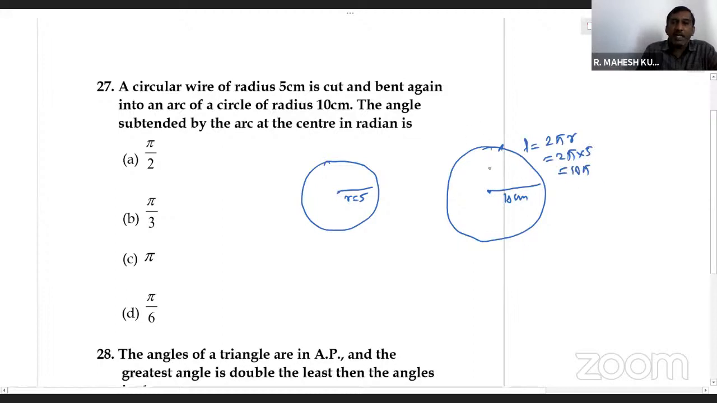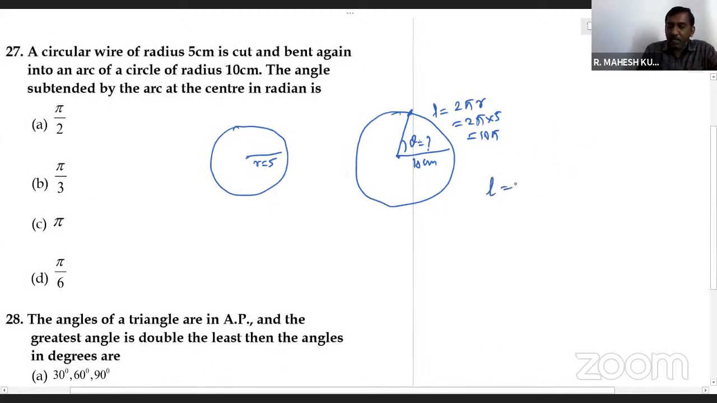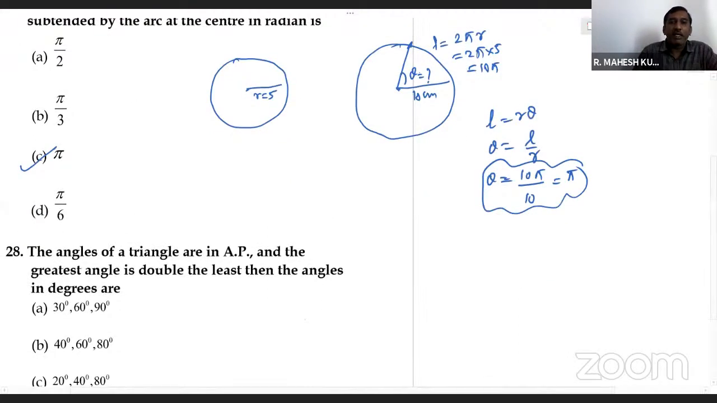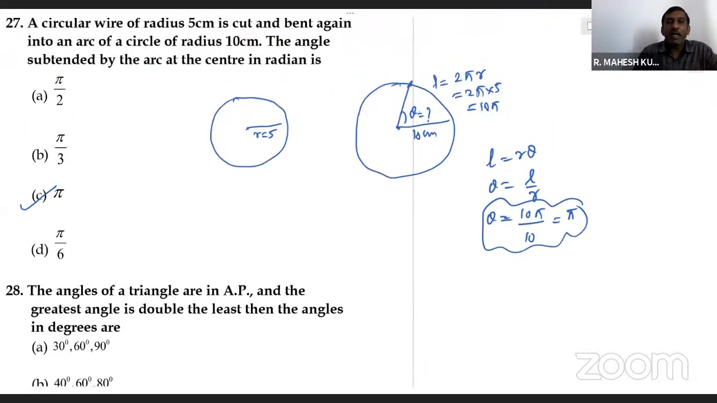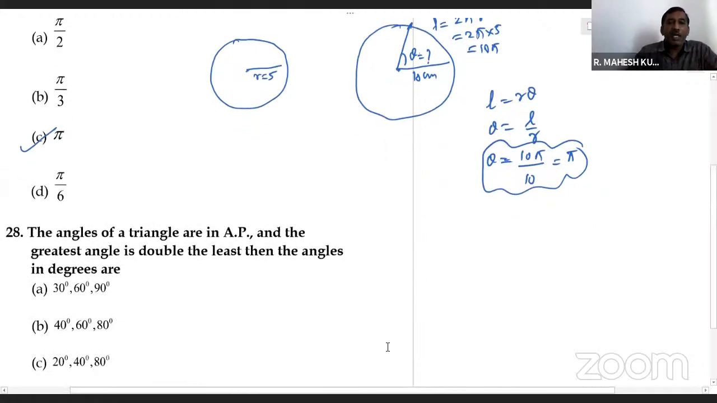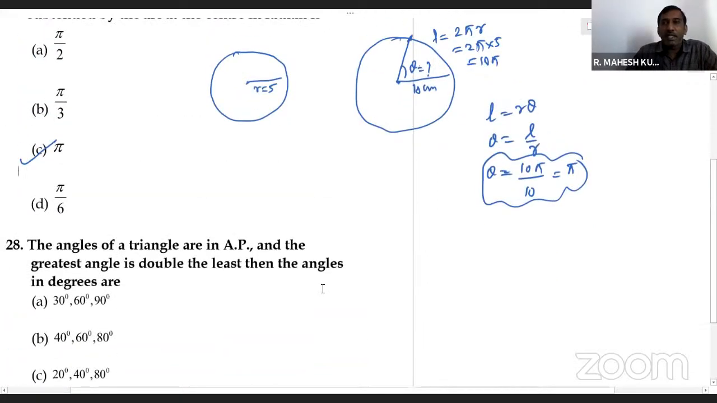The angle subtended by the arc at the center. So theta you need to find out. What is that theta? Again, L is equal to r theta formula you can use. Theta is going to be L divided by r. It is 10 pi divided by r, which is 10. So correct answer for this is going to be pi radian, the angle subtended by the arc at the center of the circle, right? So again 28th and 29th questions similar questions ಇದೆ, ನೀವು ಮಾಡ್ಕೊಳ್ಬೋದು.